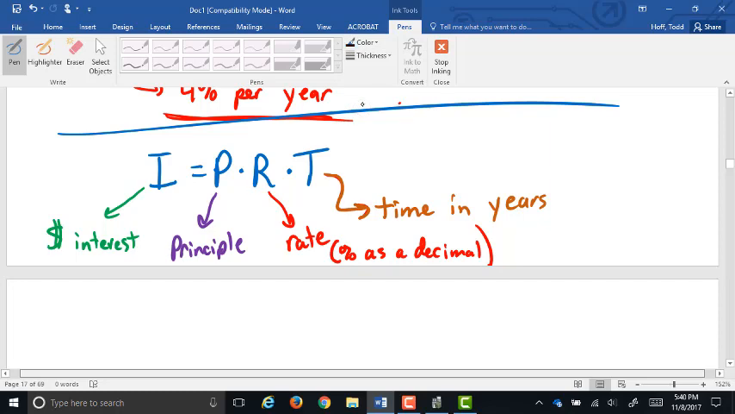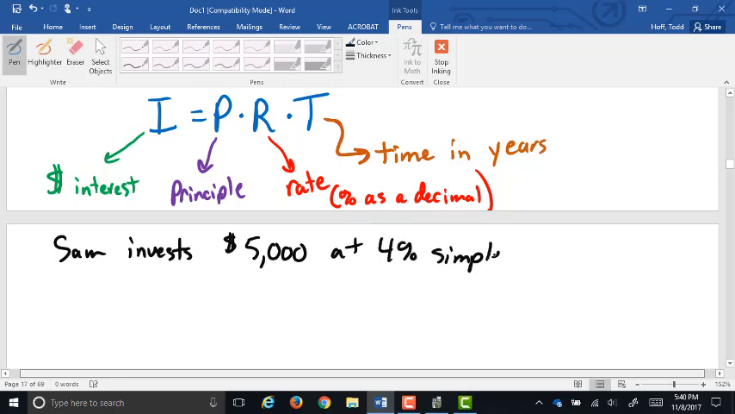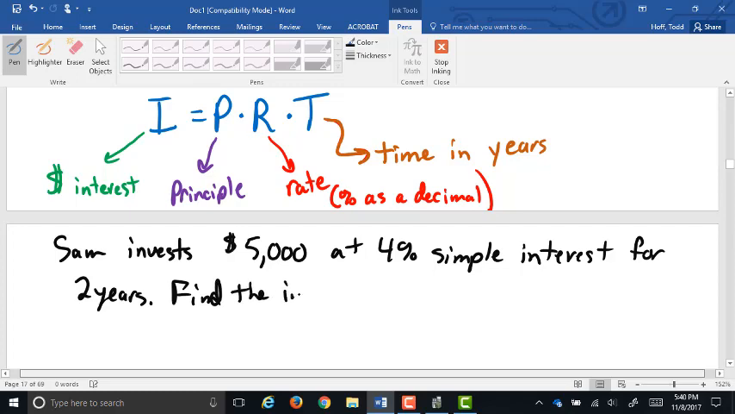We'll get to that. Hang on. So, for an example here, let's say that Sam invests $5,000 at 4% simple interest for 2 years. Find the interest earned.